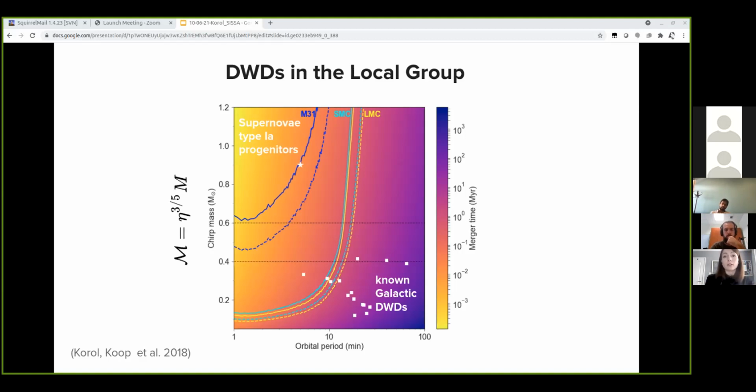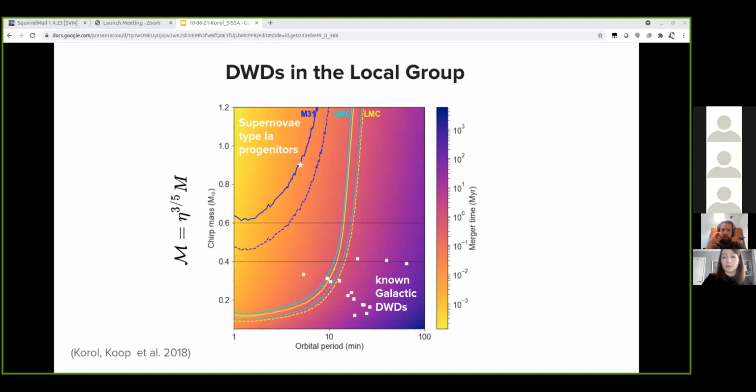So now you may wonder whether such binaries exist in those galaxies and why we don't see them in the Milky Way. So why we don't have any white squares in that part of the parameter space.